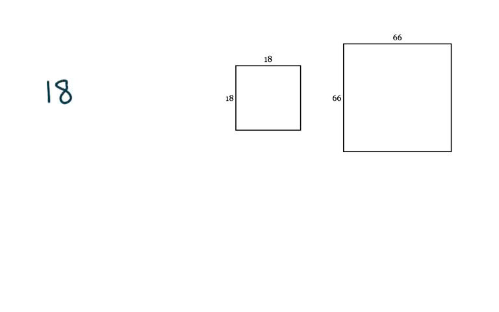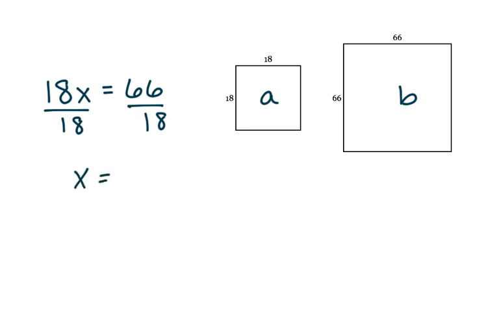So if we take the initial box, box A, and multiply it by some value x, we need the answer to equal 66 to get box B. Now we would simply divide both sides by the value of 18, and that's going to leave us with x equals 66 over 18.